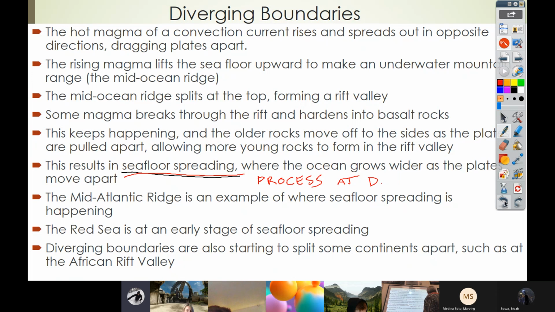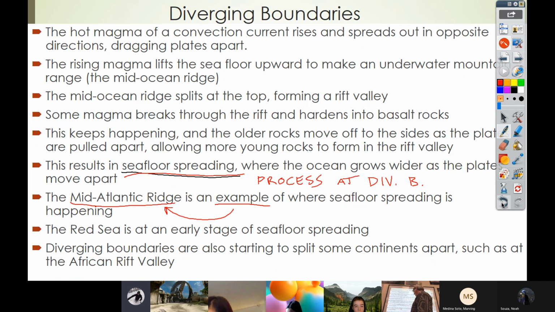Let's do this. So one of the things you'll need to be able to do is tell me the process that occurs at each boundary. This is your answer for the diverging boundary, seafloor spreading. Next, you should be able to give me some examples of where each of these processes is happening. So what's an example of a diverging boundary? Well, this is a good one.